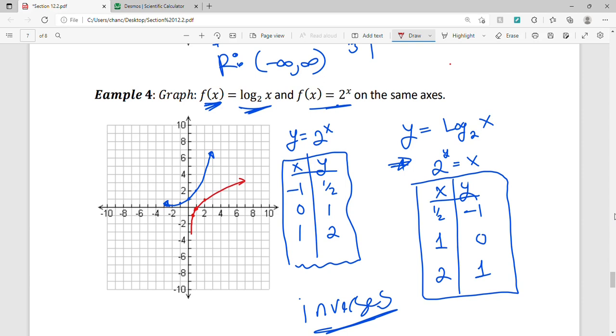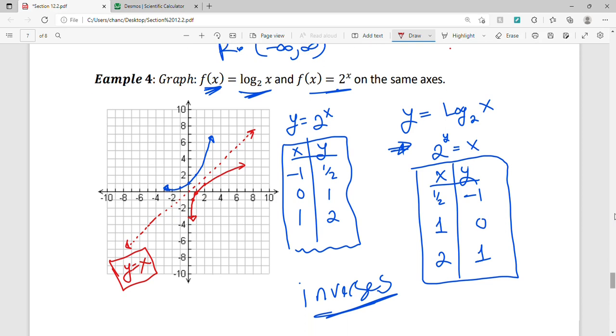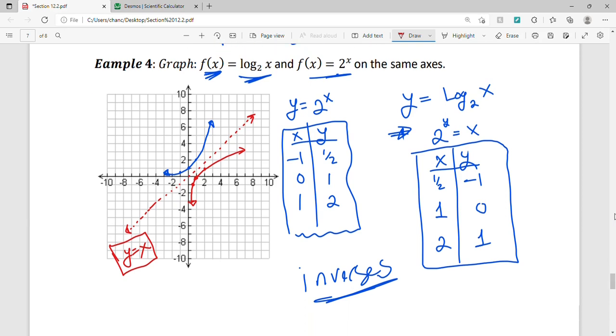So you can see that a logarithmic function with the same base is the inverse of an exponential function with the same base. They're symmetric about this line, y equals x. And how is that important? That's important now because we can solve logarithmic functions using inverses. That is very important in the next section.